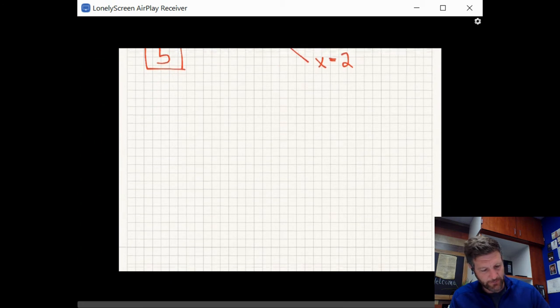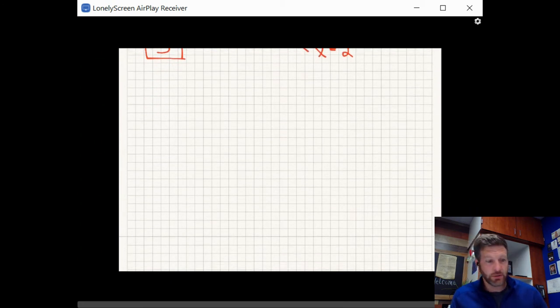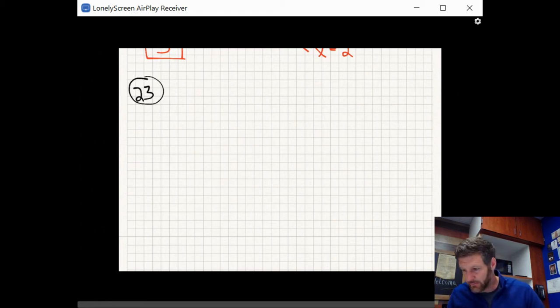Okay, let's do another one. We're doing number 23. I'm going to do number 23 with you. 23 is just another algebra problem, just slightly different. Again, I've got a drawing that I need to make for it. Sorry, I didn't do these ahead of time.